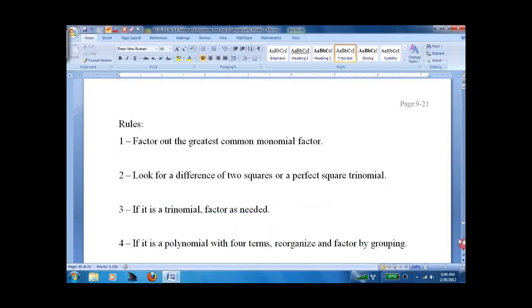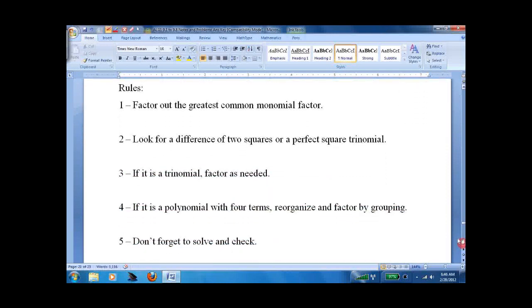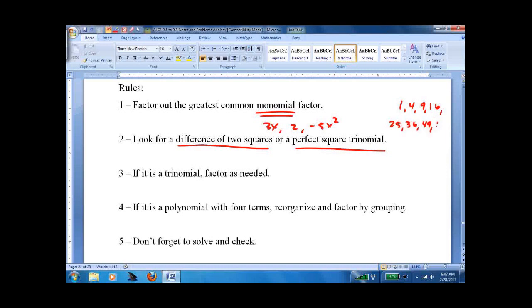First things first, factor out the greatest common monomial, so like a 3x or a 2 or a negative 5x squared. Factor that out first. Look for a difference of two squares or a perfect square. And again, talked about this before. Look for the numbers 1, 4, 9, 16, 25, 36, 49, 64, 81, 100, 121, 144, 169. Look for those numbers. They're giveaways, especially after you factor out your common monomial first.